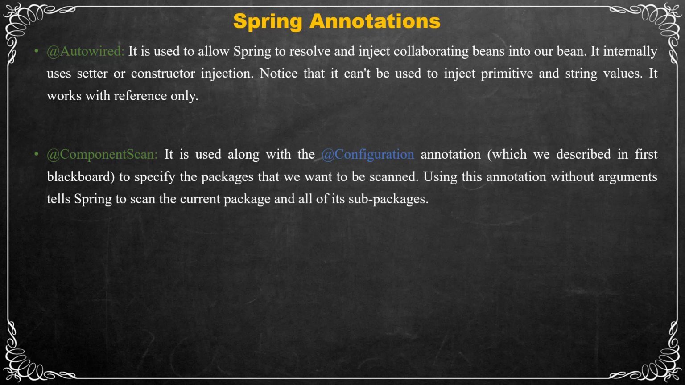Component scan annotation is used along with the configuration annotation, which we described in the first video, to specify the packages that we want to be scanned. Using this annotation without arguments tells Spring to scan the current package and all of its sub-packages.